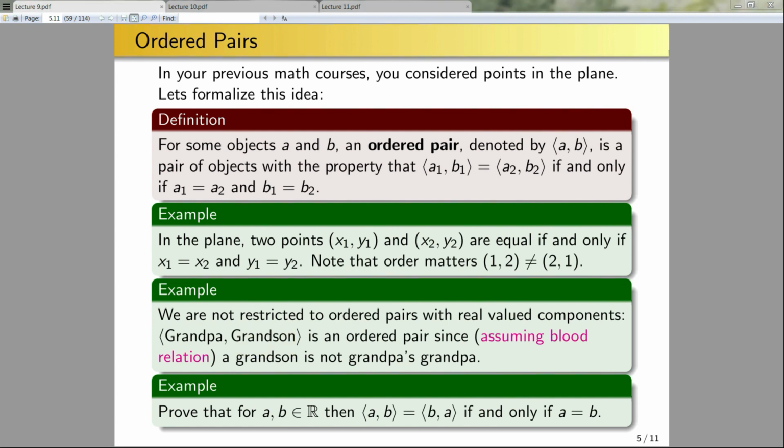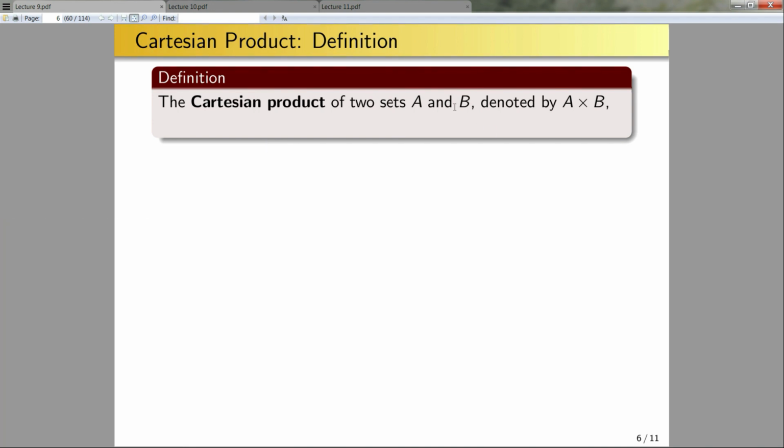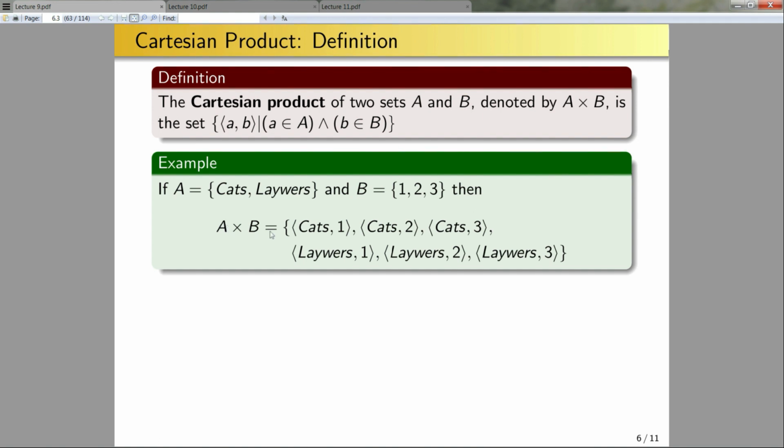Now that we've talked about ordered pairs, let's talk about collections of ordered pairs. The Cartesian product of two sets A and B, denoted by A times B, is the set of all ordered pairs (a, b) such that little a comes from the set A and little b comes from the set B. Now let's look at some examples. If A is the set {cats, lawyers} and B is the set {1, 2, 3}, then the Cartesian product of A and B will be the set consisting of the ordered pairs (cats, 1), (cats, 2), (cats, 3), (lawyers, 1), (lawyers, 2), and (lawyers, 3).